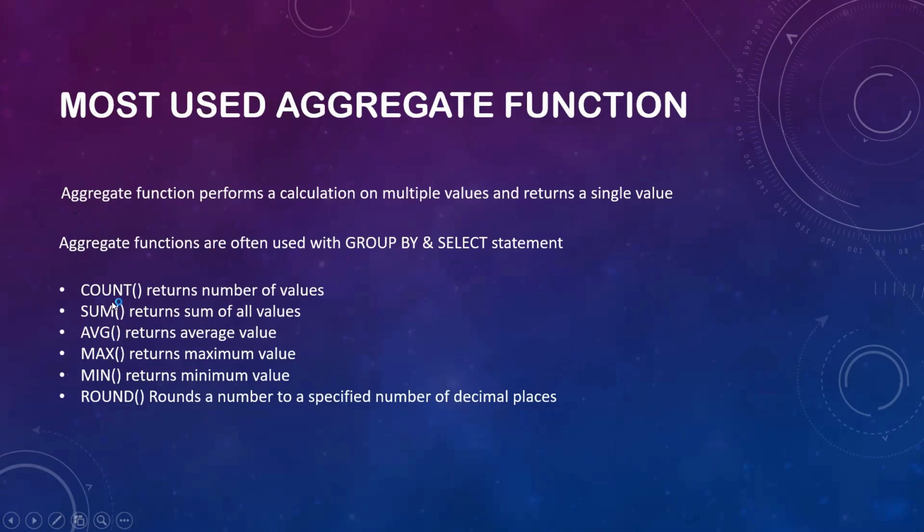So we will see the count function returns the number of values. Then the sum function returns the sum of all values, and average returns the average value of the column. Then max returns the maximum value in the column, minimum returns the minimum value in the column, and round rounds the number to a specified number of decimal places. So we will see one by one how these functions work. Let's go to MySQL Workbench.